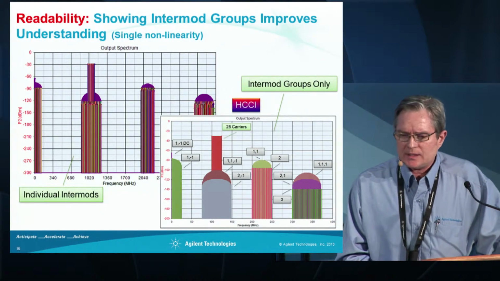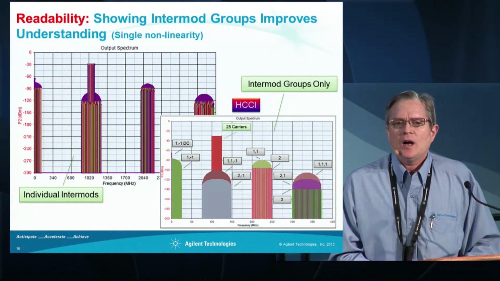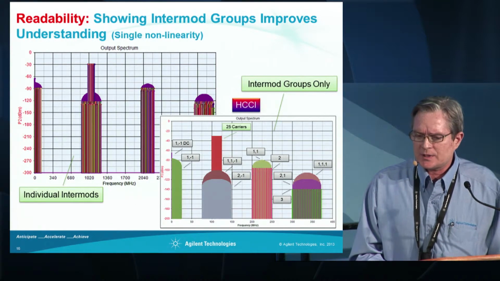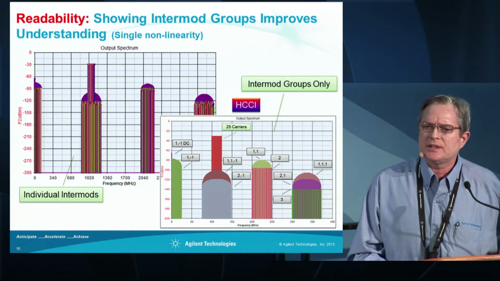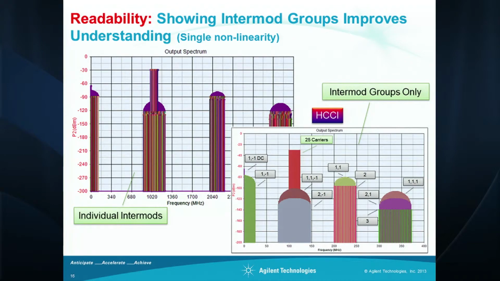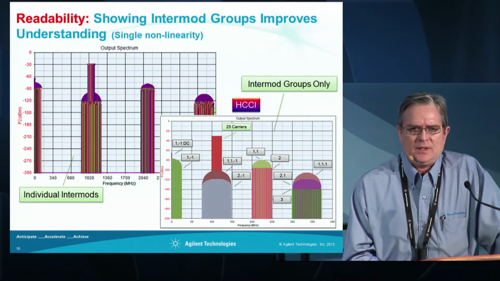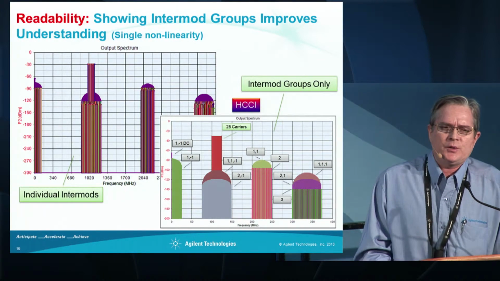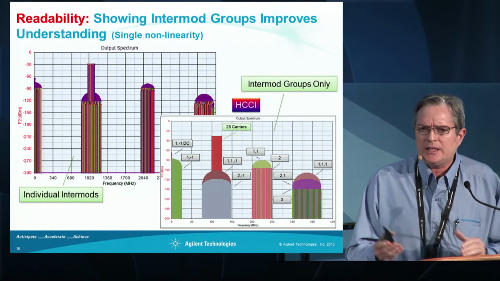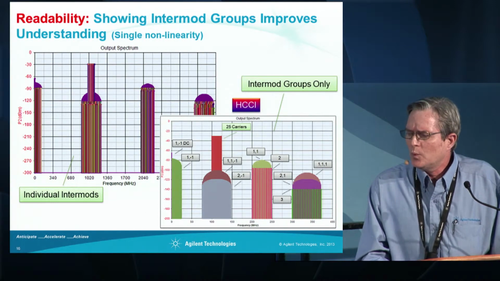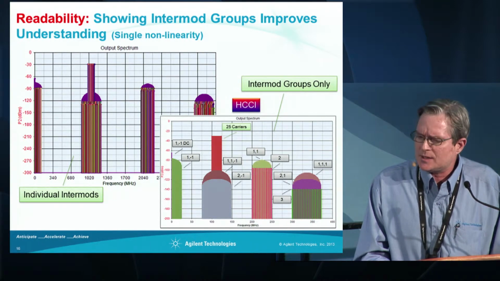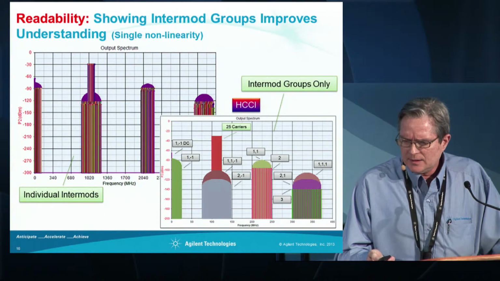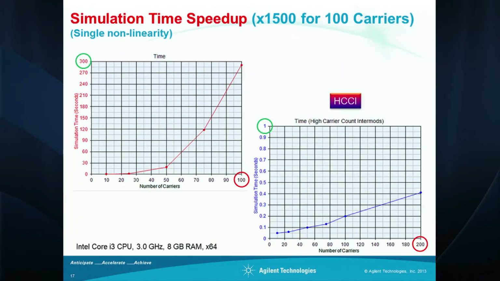Here are some of the comparisons. On the upper left, you will see just the individual intermods, and this is what it would look like if we tried to keep track of all the individual intermods, add them up and manage them. We see the information at the left. But if you look at the lower right, all we're managing is envelopes. So it's very easy to understand exactly what's going on in the system with high carrier count intermods. Readability is a lot better.